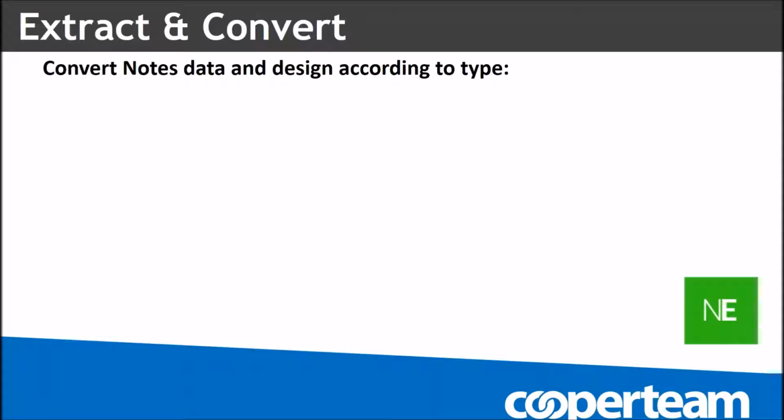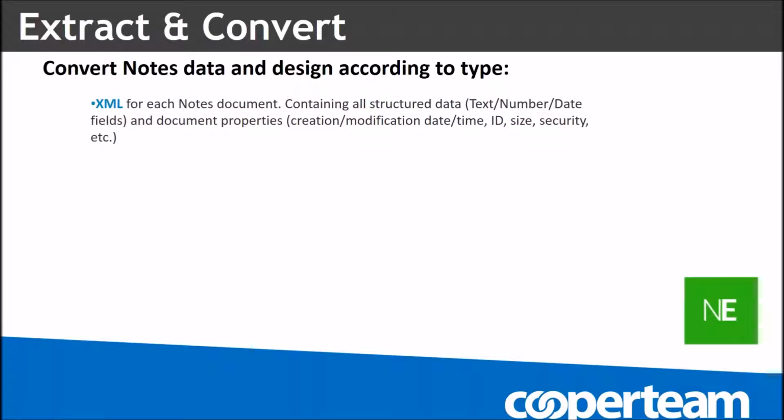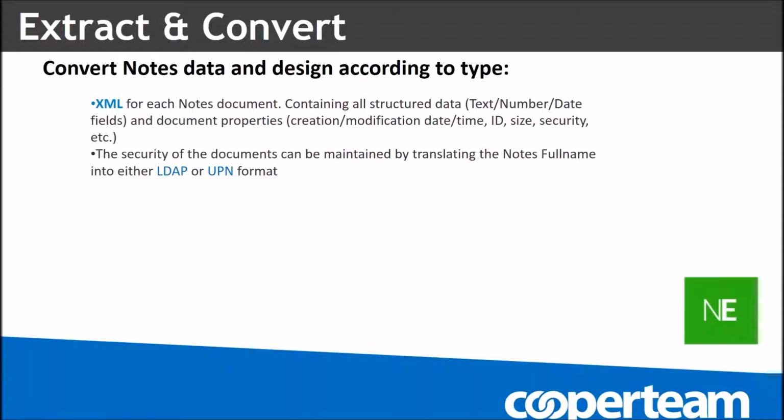So let's talk about converting Notes data and design according to its type. For example, XML format is used for each Notes document, which contains all structured data such as the text, number, and date fields, and the document properties such as the creation or modification date and time, the document ID, its size, and security. And the security of the documents should be maintained by translating the Notes full name into either LDAP or UPN format. HTML format is used for rich text or MIME, preserving styles, tables, graphics, sections, tabs, links, etc.